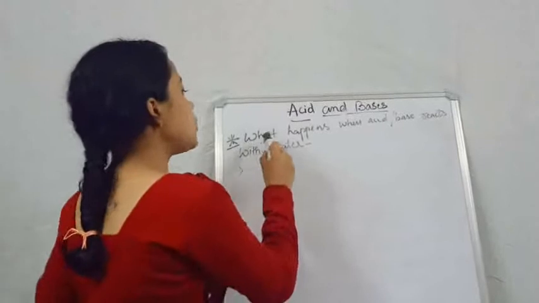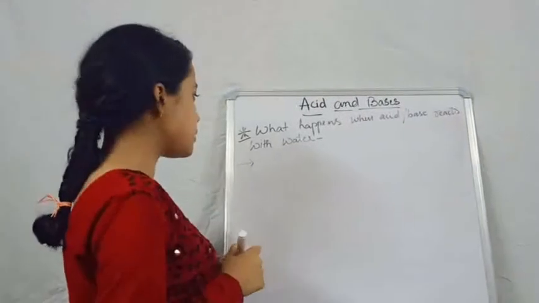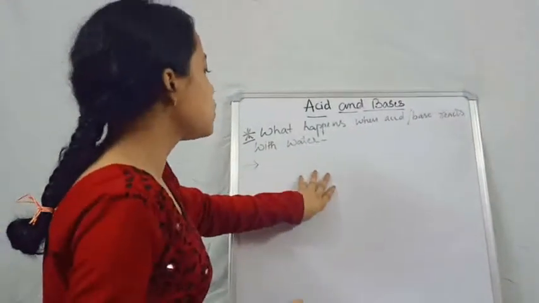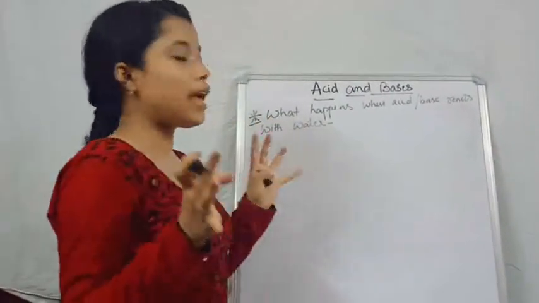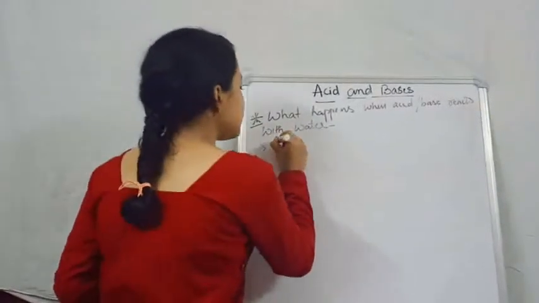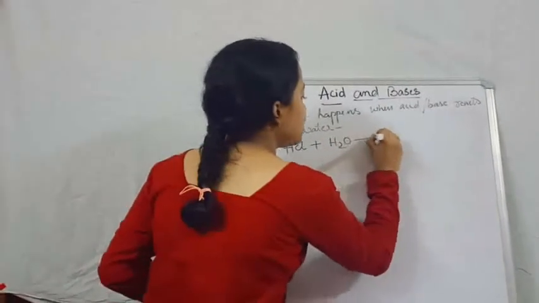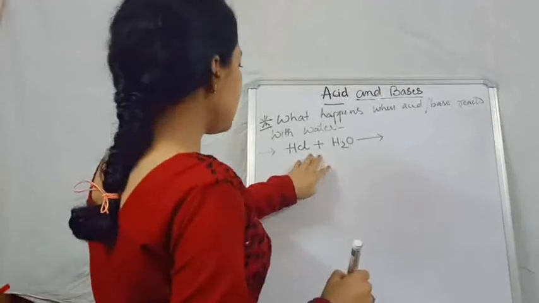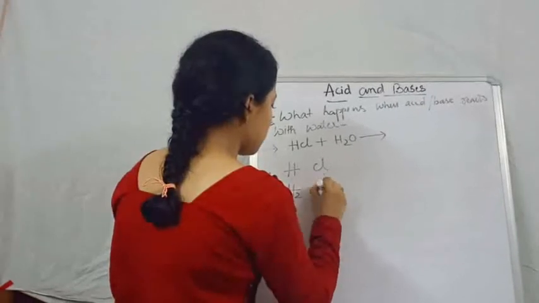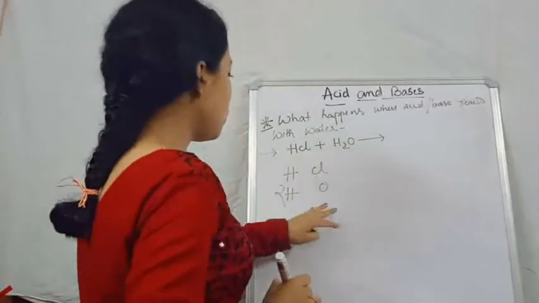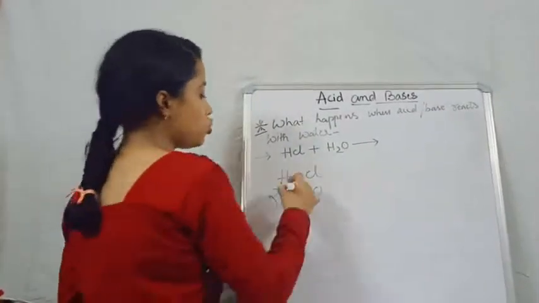Now see what happens when an acid or base reacts with water. Generally what happens? There is nothing to understand here, you just have to keep in mind what happens when an acid or base reacts with water. Taking an example of the acid HCl plus water, what does it generally form? Now see, okay, so one is it can form hydroxide, meaning OH, or HCl.